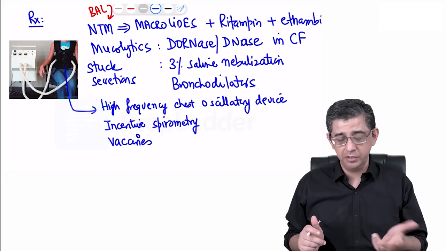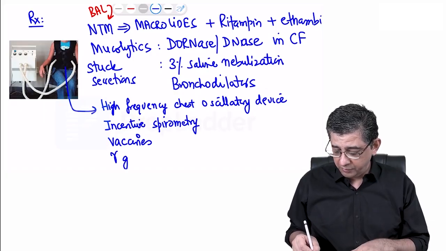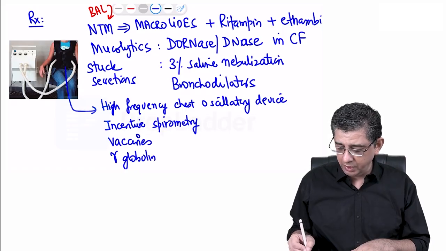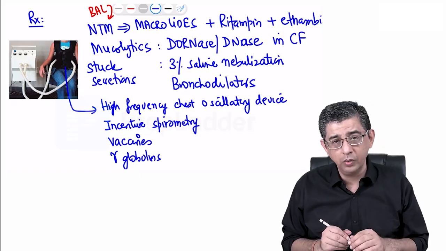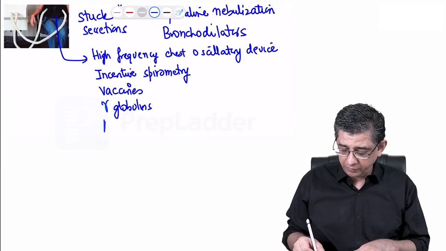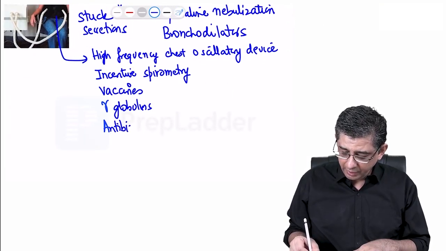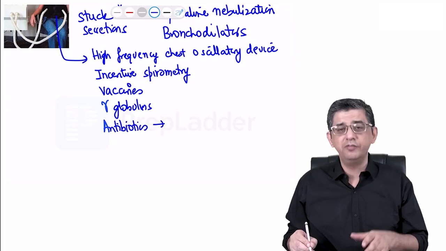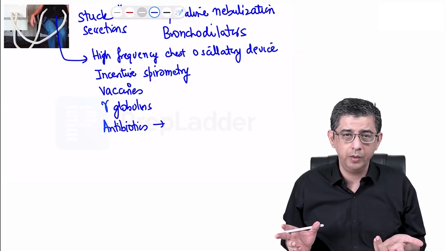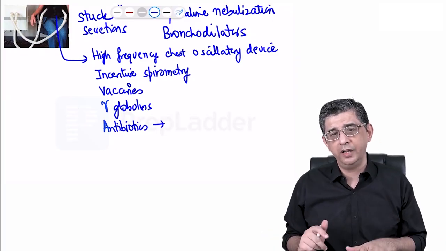Whatever the current recommendation is, 2 shots should be taken. If he is a patient of hypogammaglobulinemia, then gamma globulins will also have a role. And then obviously comes the role of antibiotics. The antibiotics cannot be continued lifelong for any person, right? And that's understandable. Nobody would be willing to take antibiotics on a lifelong basis.